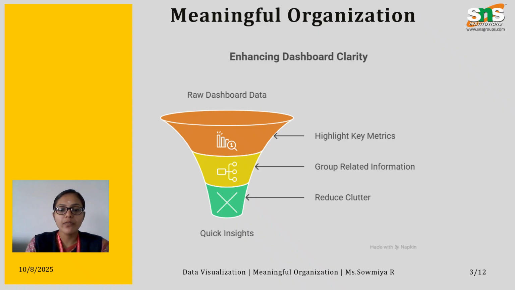Meaningful organization. So, what does meaningful organization mean? It's about arranging the information so that the user's eye naturally moves from one side to the next. Instead of random charts scattered across the screen, we group, align and prioritize the content. The idea is to create a visual flow, guiding the user from overview to detail. Think of it like arranging your desk. Everything has its place, so you never waste time searching.